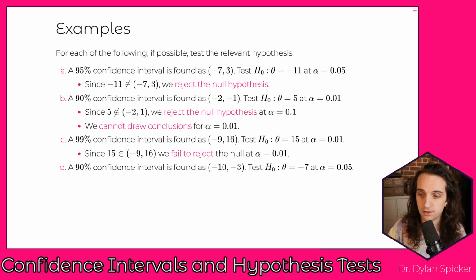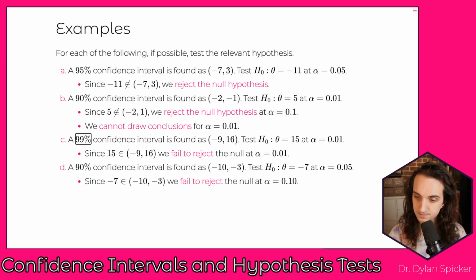Now we have this 90% confidence interval. It's found to be -10 to -3. We want to test is the parameter equal to -7, and we want to test this at alpha equals 0.05. So again, here we have a misalignment, but this is actually going to be a slightly different case, right? The first thing that we can directly say is that if we take alpha to be 0.1, then since theta is in this interval, right, -7 falls between -10 and -3, we fail to reject at the 10% level of significance. Okay, so we're failing to reject at 0.1.